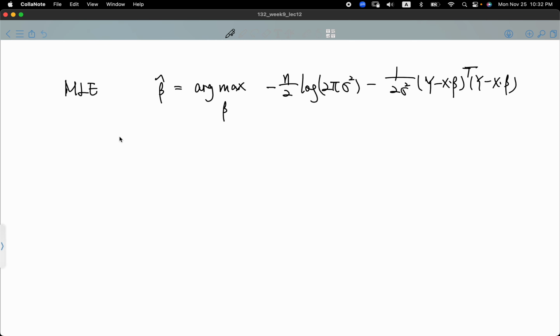Okay, so that is one way that you can estimate the beta, just by maximizing the joint likelihood for the normal distribution for y, because we know that the y follows a normal distribution, so you can find the beta such that you maximize this log likelihood. The other way is called the least square.